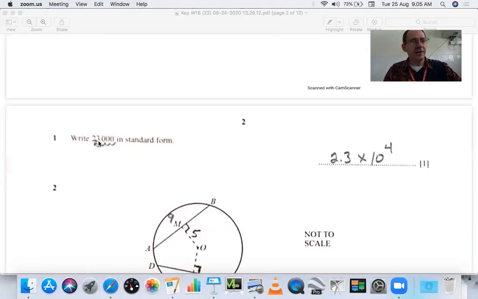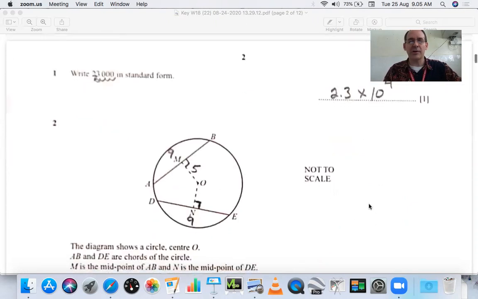So you start here at the end of the number is where your decimal is located, and you move it over 1, 2, 3, 4 spaces so that only the 2 is in front of it, and you should get 2.3 times 10 to the fourth.